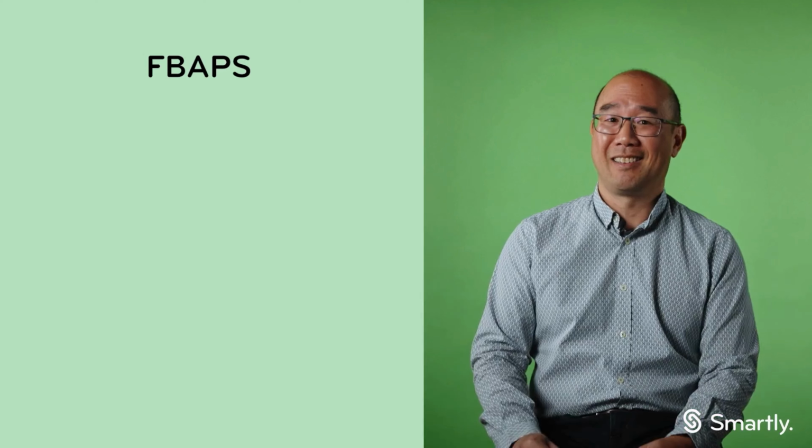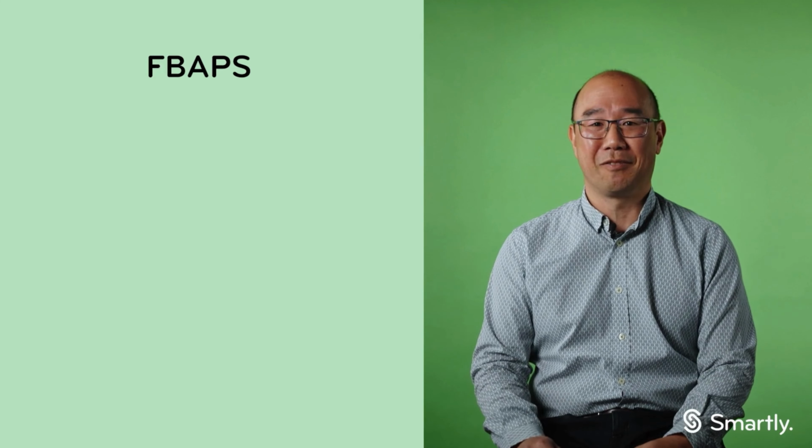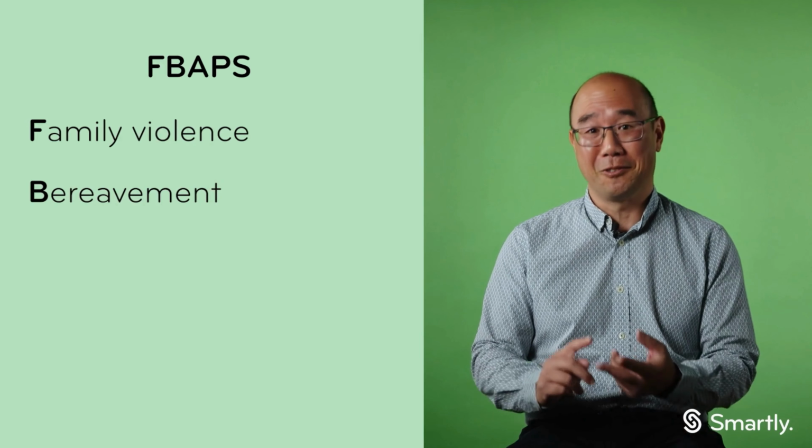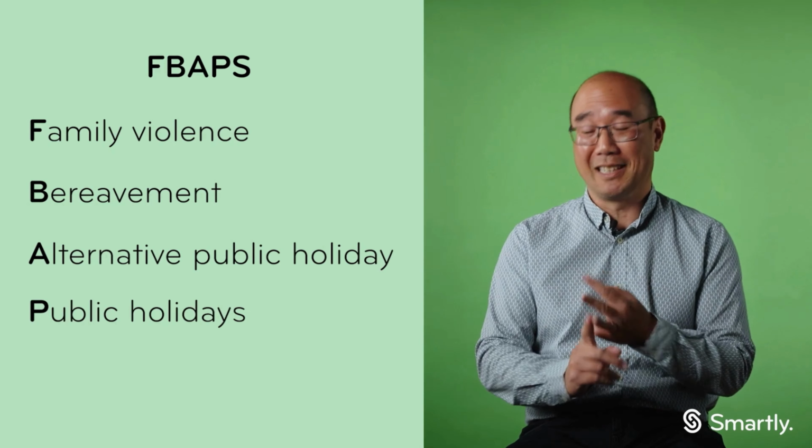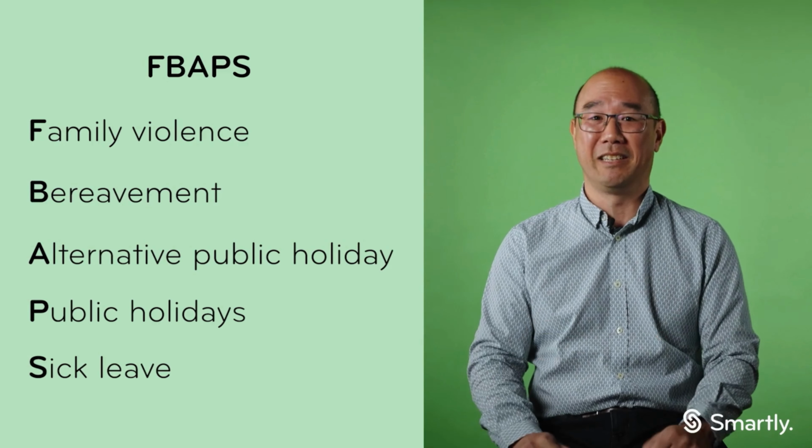How leave balances are managed are also important. The easiest way to stay compliant with your leave balances is to hold leave balance units in the same units as that held in the Holidays Act, which is weeks for annual leave and days for FBAPS leave. Now, FBAPS is actually an abbreviation for family violence, bereavement, alternate public holiday, public holidays, and sick leave. A lot easier to say FBAPS.